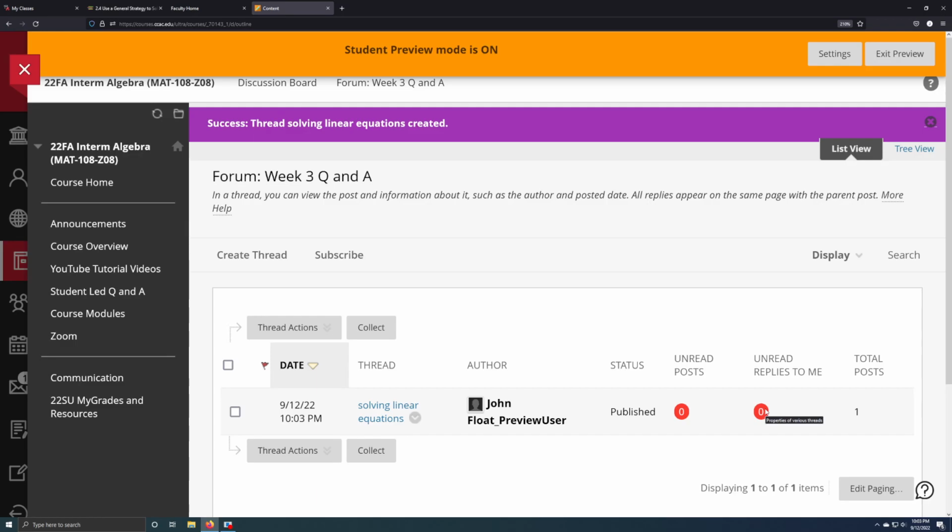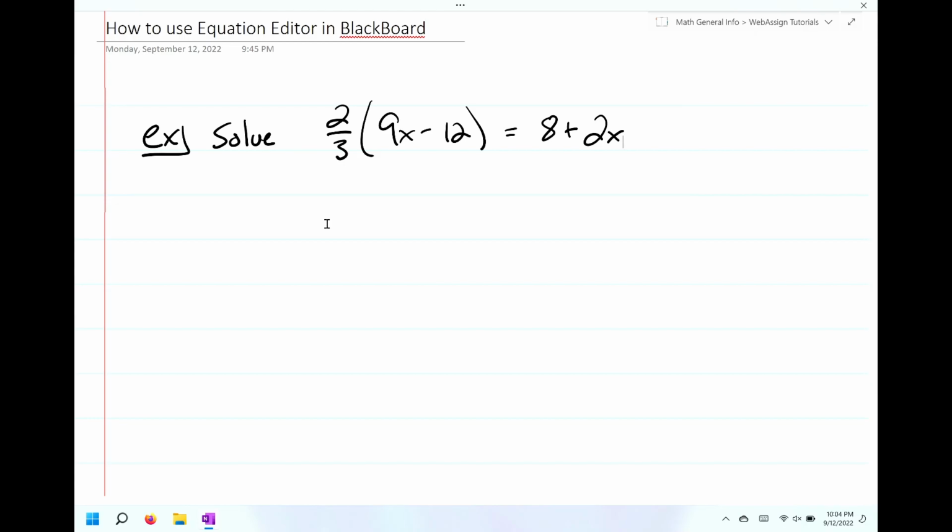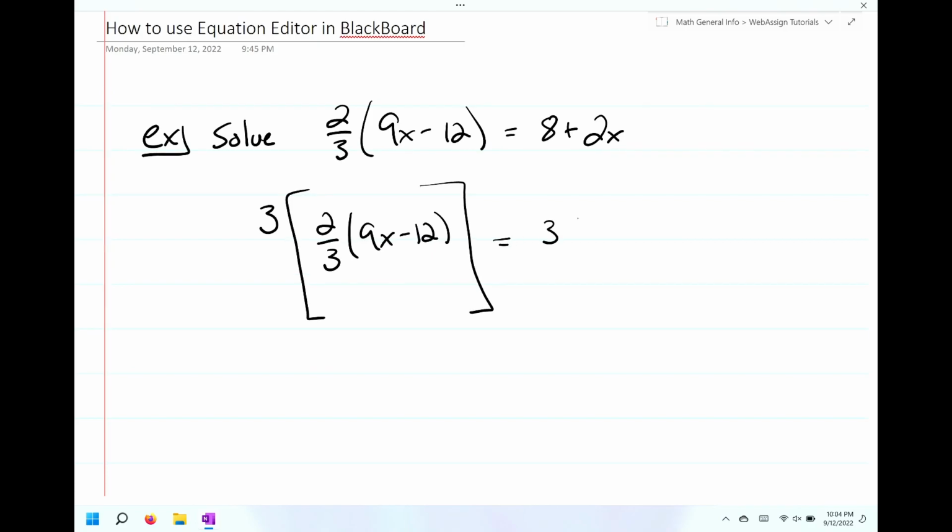Now, let's say another student will come in and they want to answer this question. The first thing we're going to do is go back and answer this question properly. First thing I'm going to do, because I don't like that denominator, is multiply everything by 3. So multiply the left side by 3, and the right side of my equation by 3.